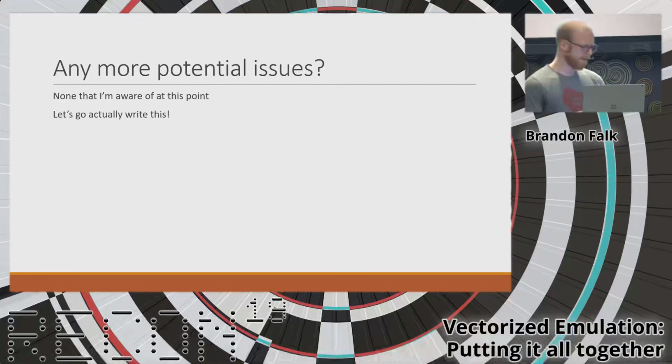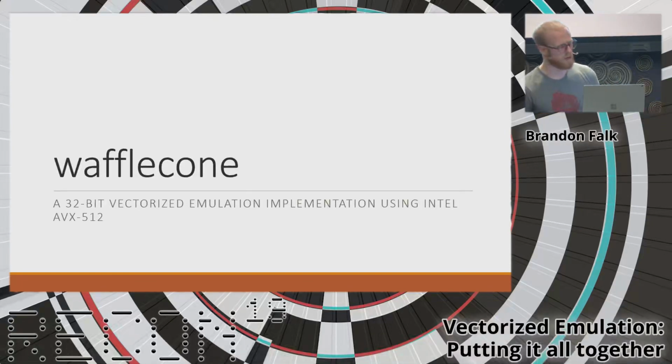So after thinking through all these issues, it seemed like there wasn't really anything that would stop this from theoretically working. So I wrote one. I wrote a vectorized emulator called Waffle Cone. It's the first generation one. It's 32 bits, uses AVX512. I've actually just started work on a new one that's 64-bit. In fact, the MMU blog that I mentioned at the start is using that new 64-bit architecture.